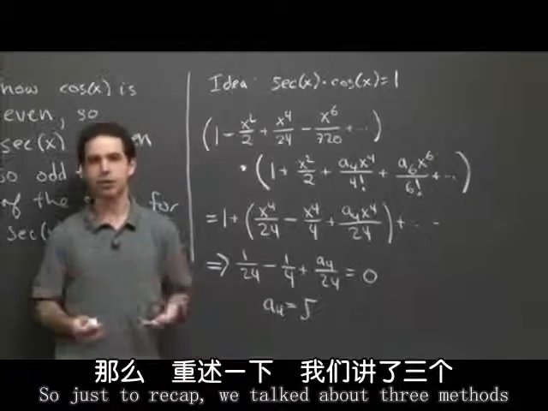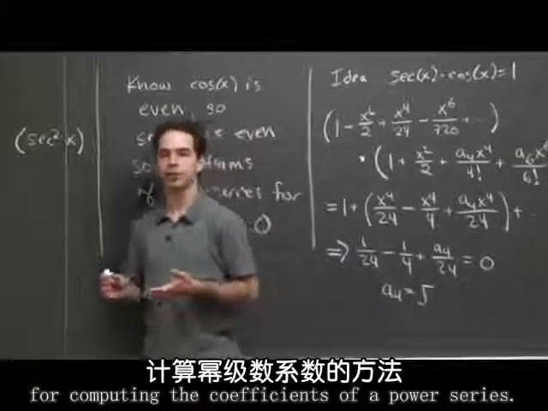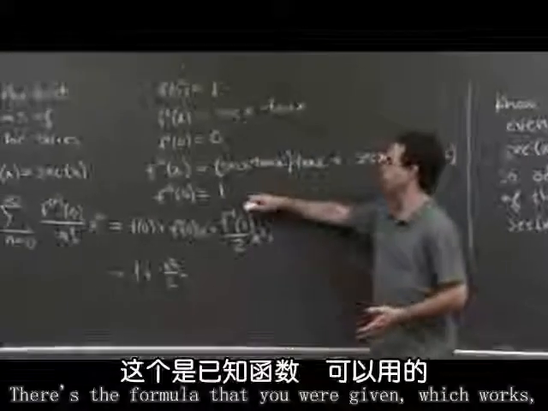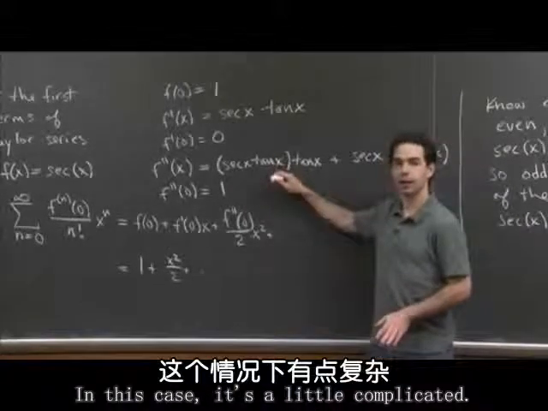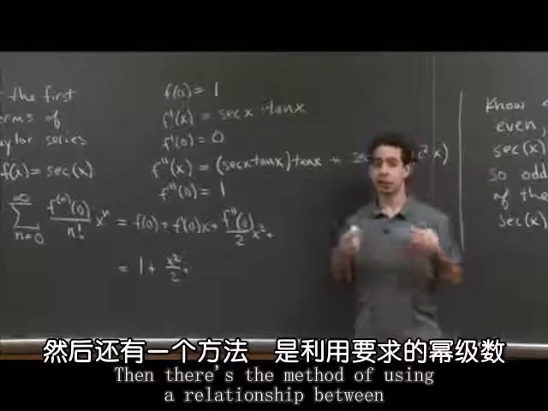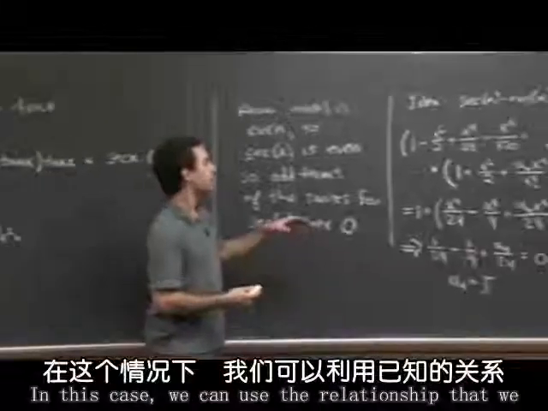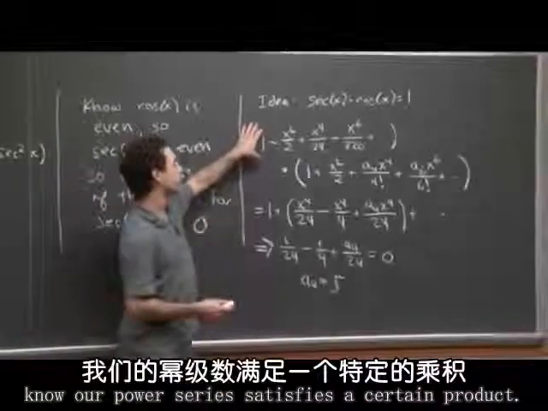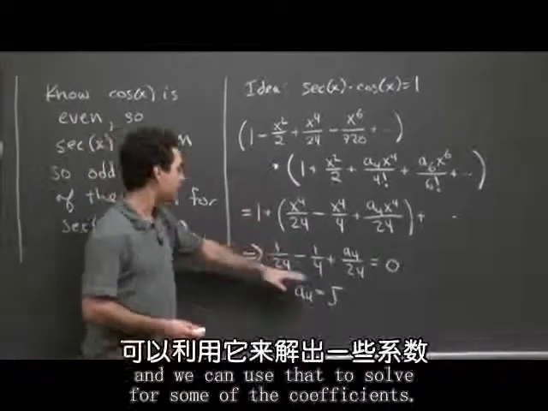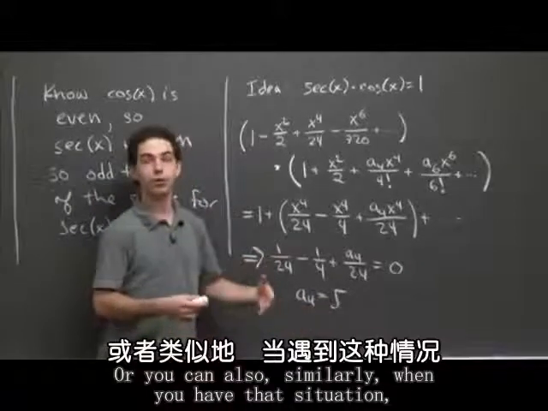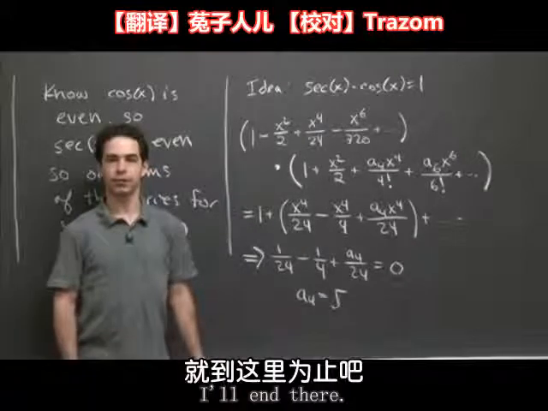So just to recap, we talked about 3 methods for computing the coefficients of a power series. There's the formula that you were given, which works and which you could use. In this case, it's a little complicated. Then there's the method of using a relationship between your power series and other known power series. In this case, we can use the relationship that we know our power series satisfies a certain product. We know that our power series times cosine of x equals 1, and we can use that to solve for some of the coefficients. Or you can also, similarly, when you have that situation, you can also use long division to compute the coefficients. I'll end there.